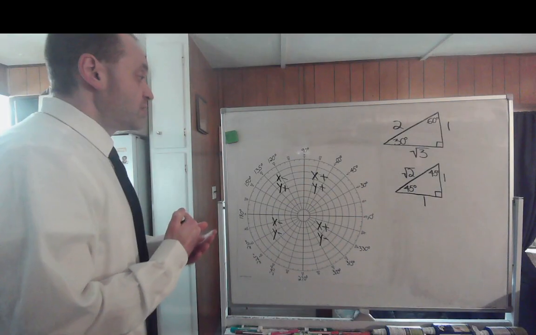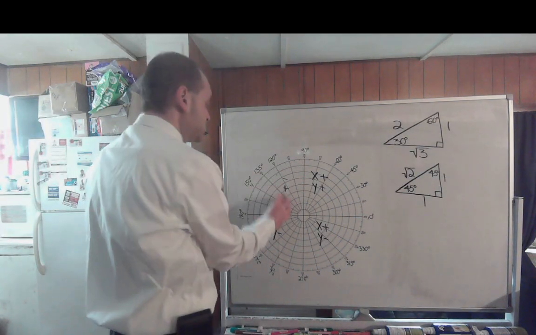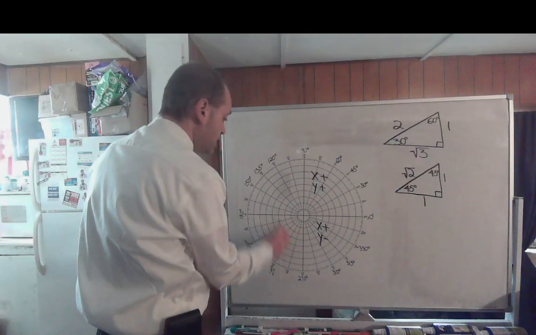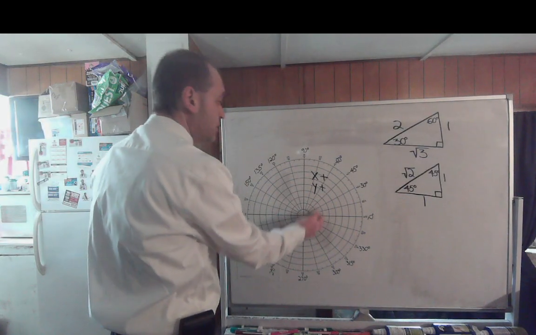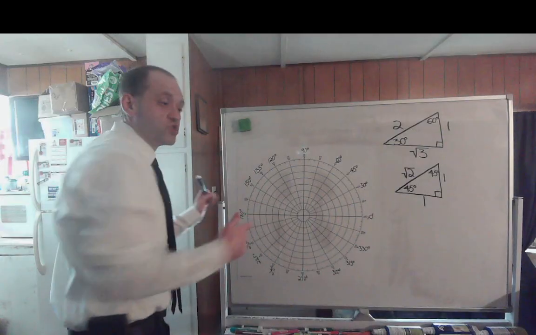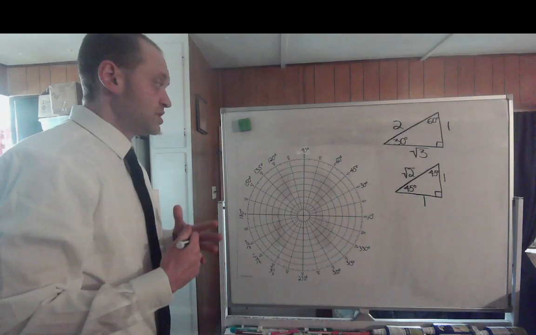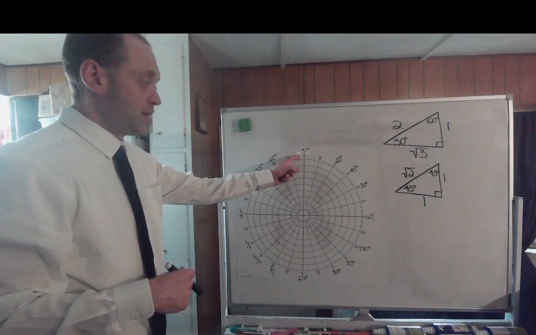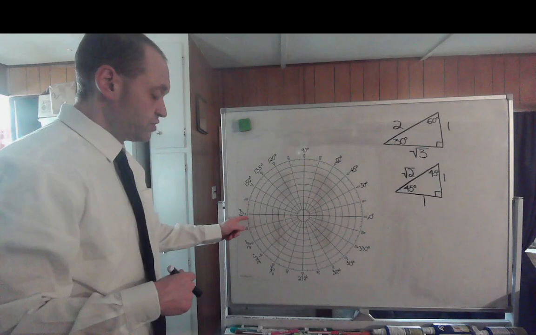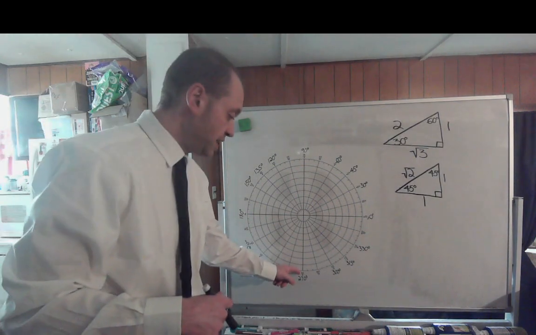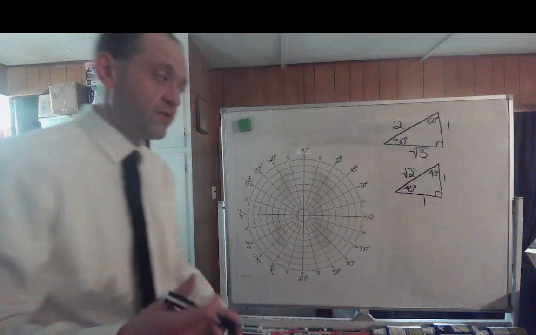So, first let's start with some very basic fundamentals here. We're going to start with your 0 radian, which is also 2 pi. And then we're going to do the 90, which is pi over 2. We'll do the 180, which is pi. Then we'll do 3 pi over 2, which is 270.